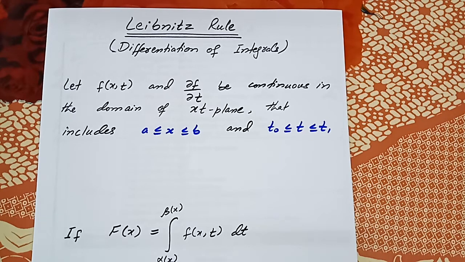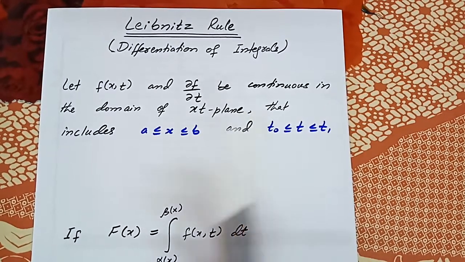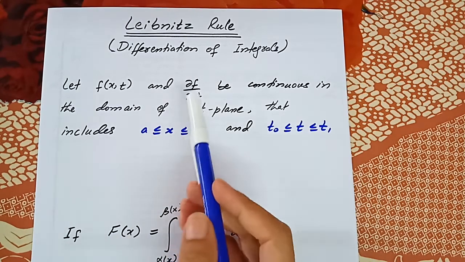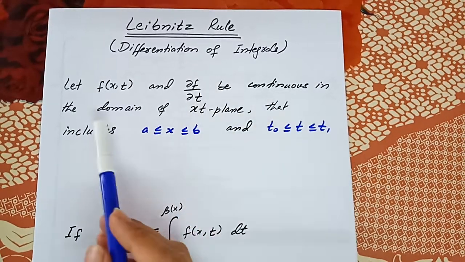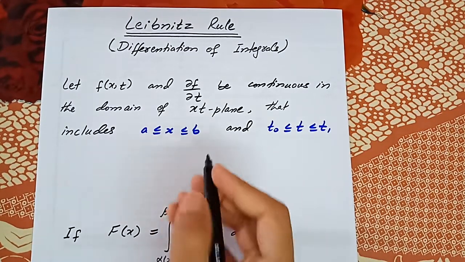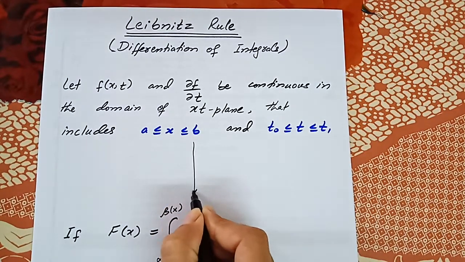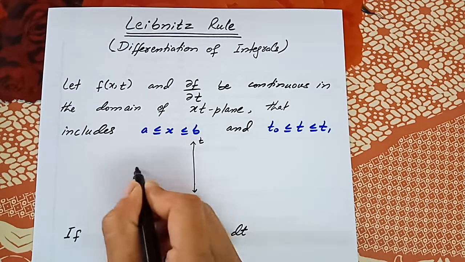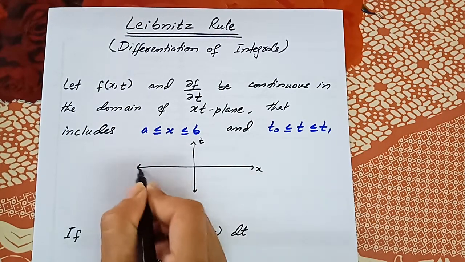So let's first discuss the statement of Leibniz rule. Leibniz rule is basically the differentiation of an integral. Let f of x, t and partial f over partial t be continuous in the domain of the xt plane. Like you have here two planes, one of the planes is the t plane and the other plane is the x plane.